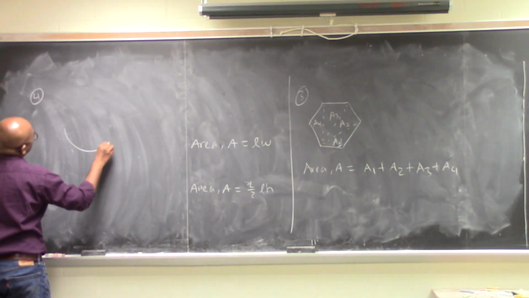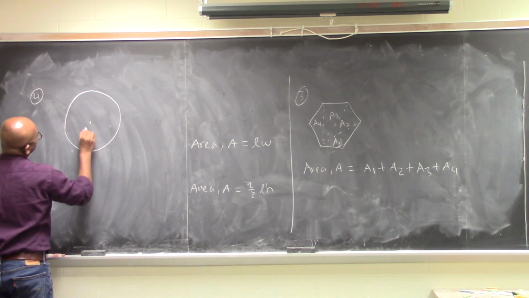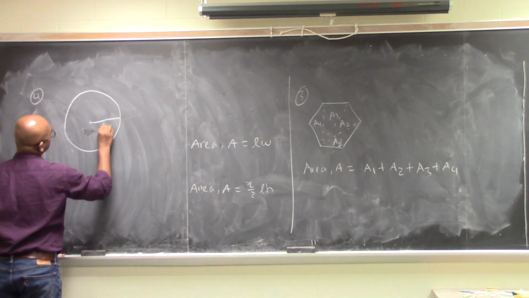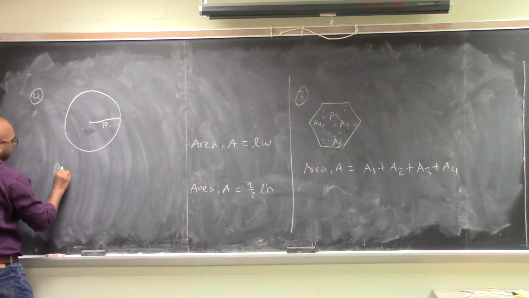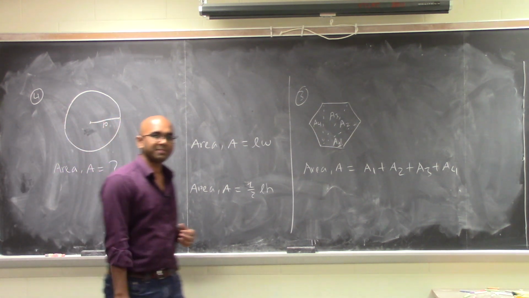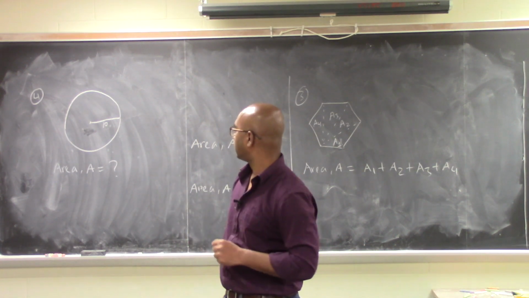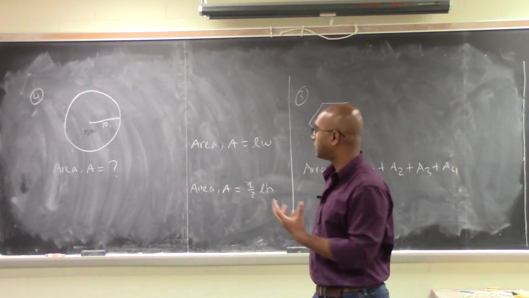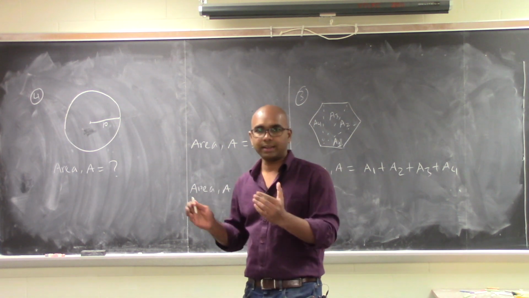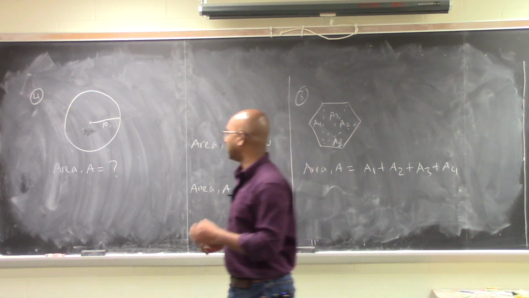But the question is this: suppose we have a circle of, say, radius r. Now what is the area of the circle? Right? It's hard to calculate. So how can we calculate this thing? So one way of calculating this is to approximate the area by polygons, right? And that's the right idea, but the problem here is this.